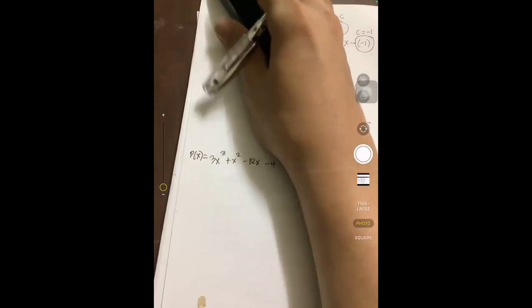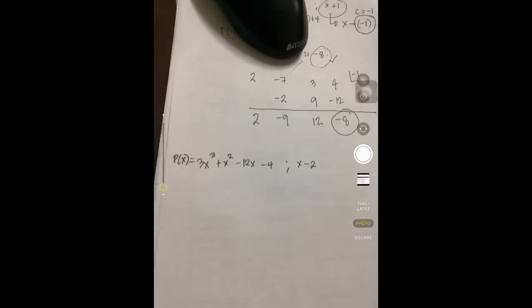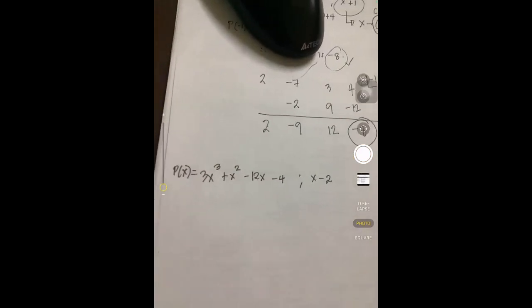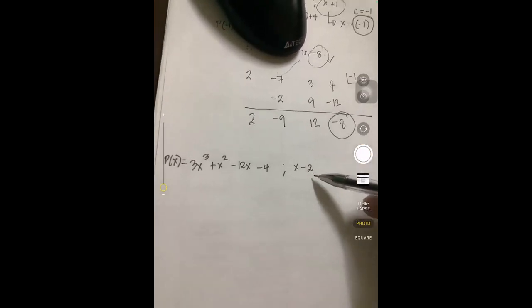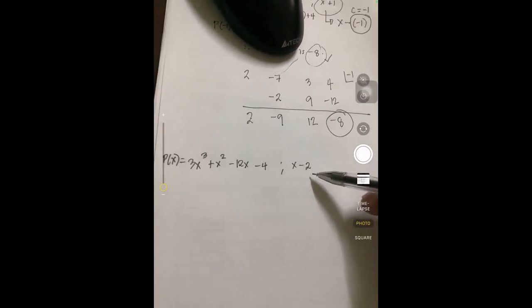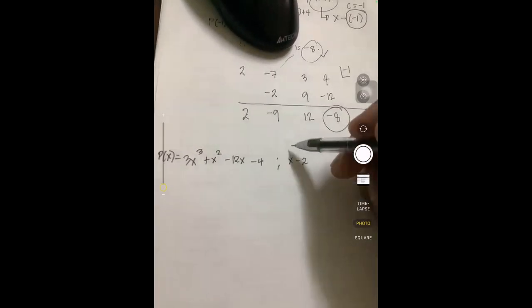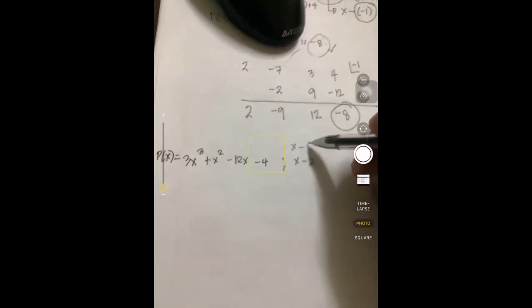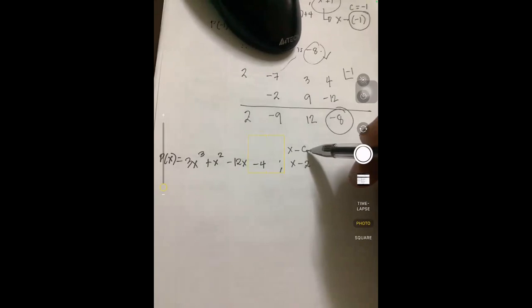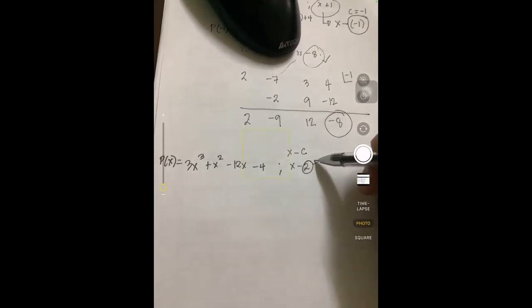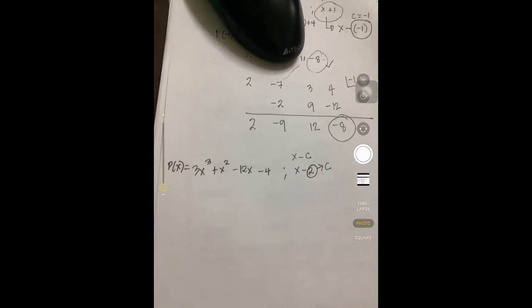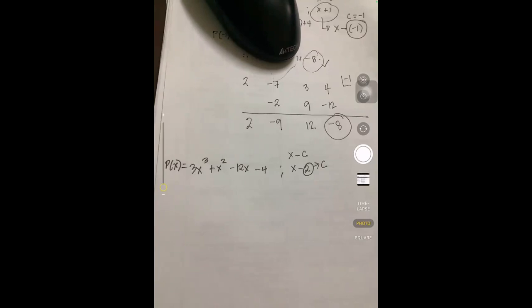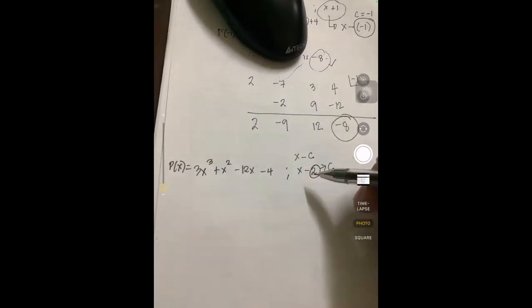Okay, so for number 2, you have 3x cubed plus x squared minus 12x minus 4, then what will be the remainder when you divide that by x minus 2? So this time, we will express again x in the form x minus c. If you notice, this is already in the form x minus c. So therefore, we can say that 2 here is actually the value of our c, kasi x minus c. So wag yung negative dyan as part ng c. So yung ating c is just only 2.